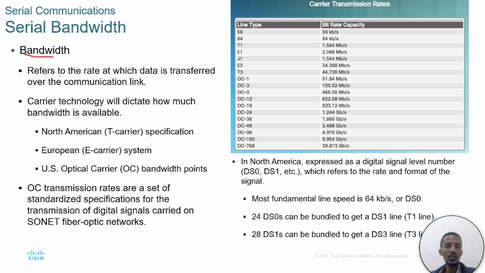So when we say bandwidth, it's the rate of transfer. For example, you can say it's 56 kilobits per second can be transmitted with the 56. So you have the different carriers. The North American carrier is called T carrier. The European is called E carrier. The optical carrier is called OC. So T carriers are for the United States. The E carriers are for the European, and the optical fiber is the US also.